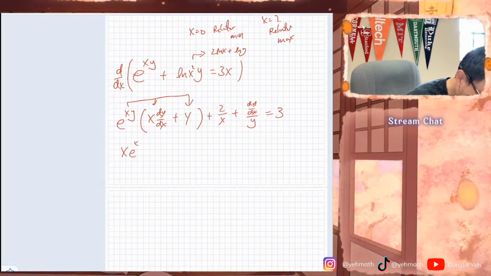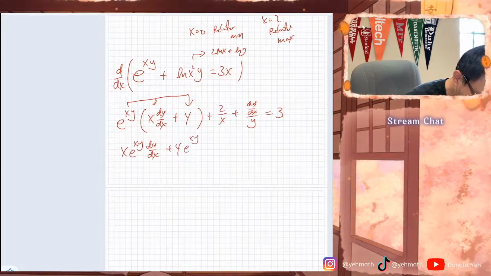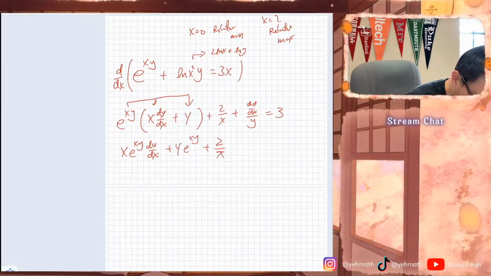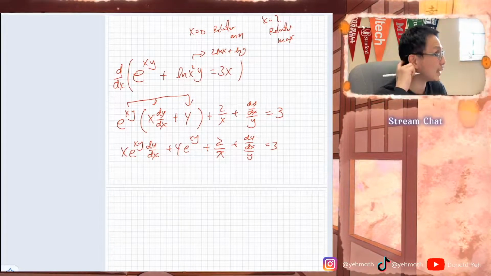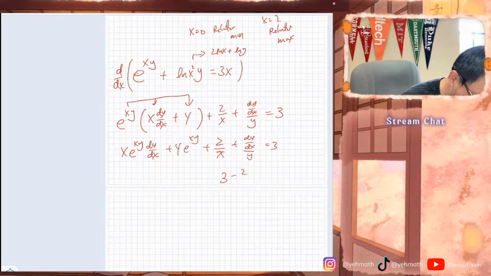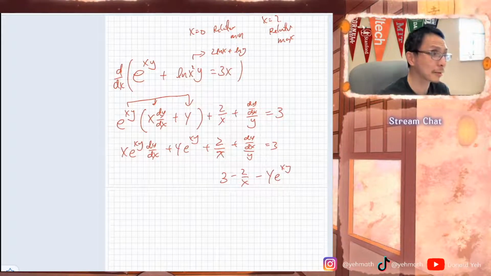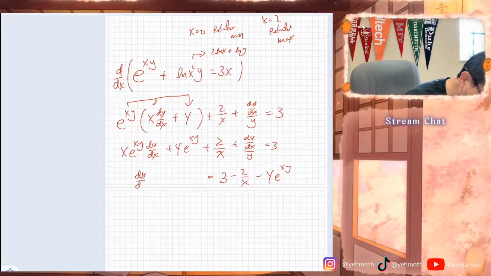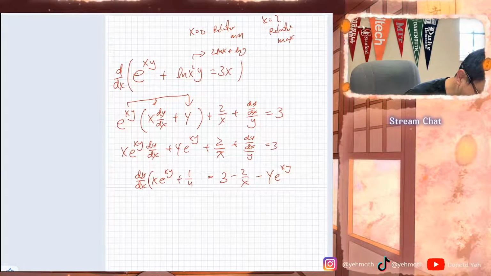So it'll be x e to the xy dy dx plus y e to the xy plus 2 over x plus dy dx over y equal to 3. Now, any non-dy dx term I'm moving to the right-hand side. So 3 minus 2 over x minus y e to the xy. Does that make sense? And then the dy dx term, I'm going to take it out. dy dx here. I'm going to say x e to the xy plus 1 over y. I think this is what happened.